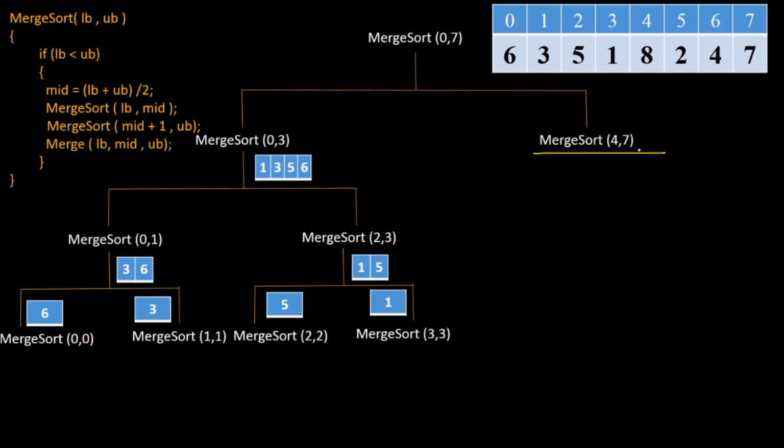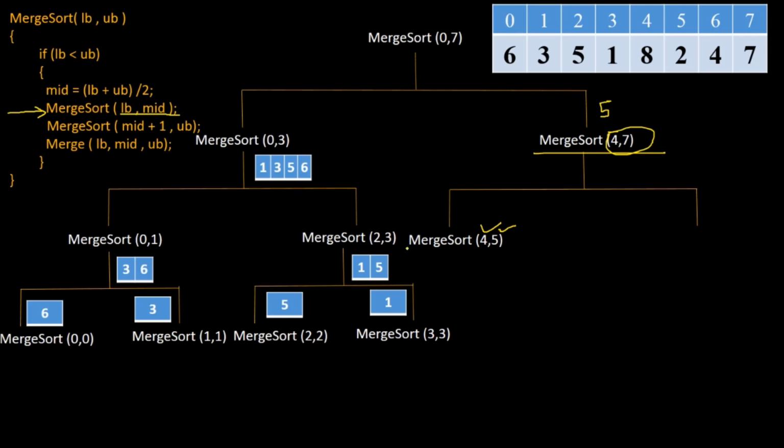It will again call its left part, right? This function will execute merge sort lb comma mid. For that purpose mid is calculated, and now the mid is how much? Mid is 5, right? Why 5? Because 4 plus 7 is 11, and 11 divided by 2 in integer terms is 5. So this is your LB and this is your mid, because this function you are calling is LB comma mid.